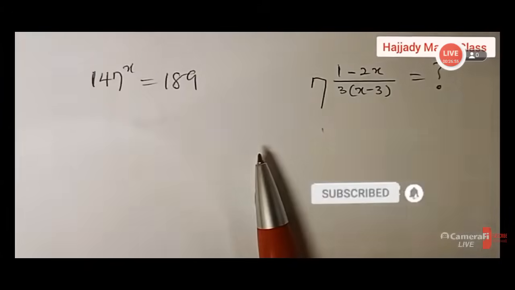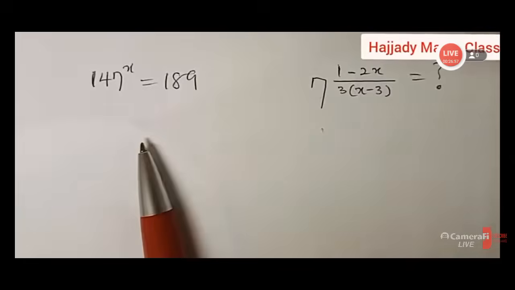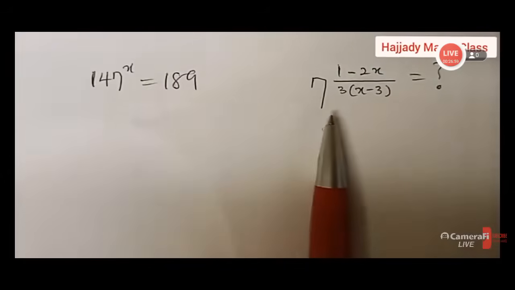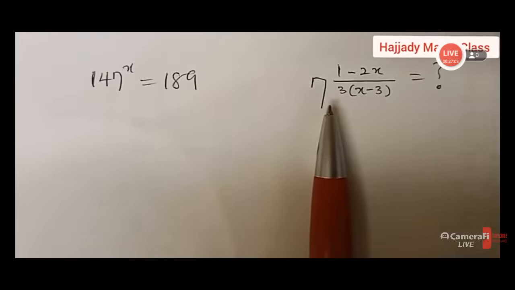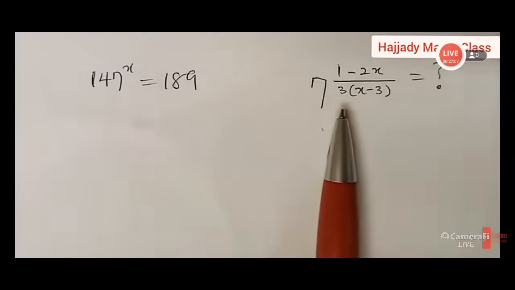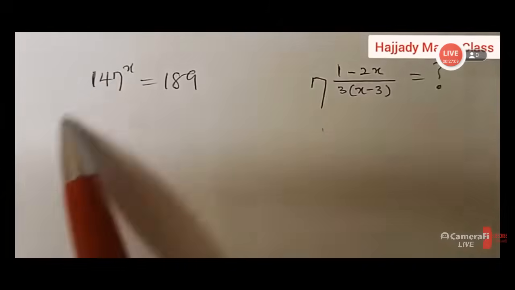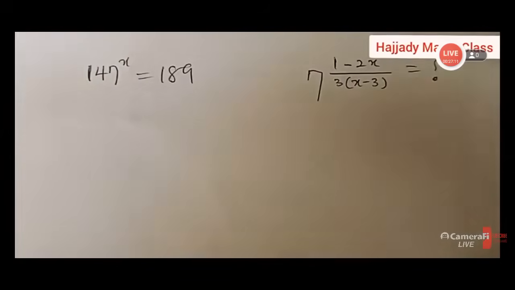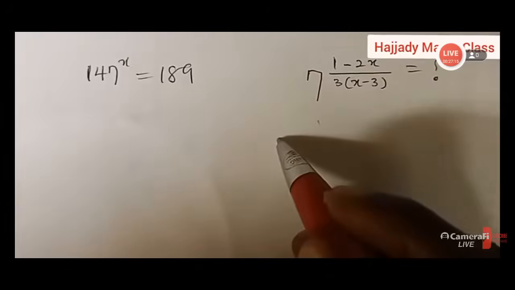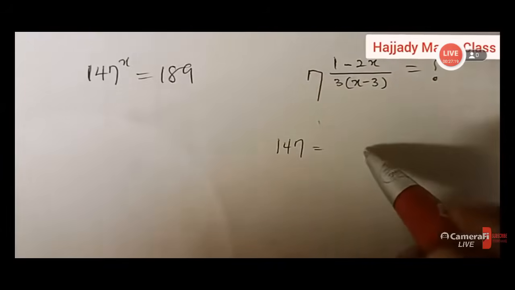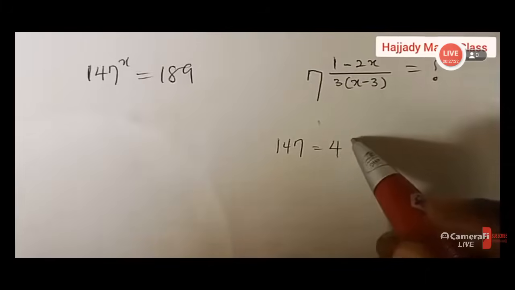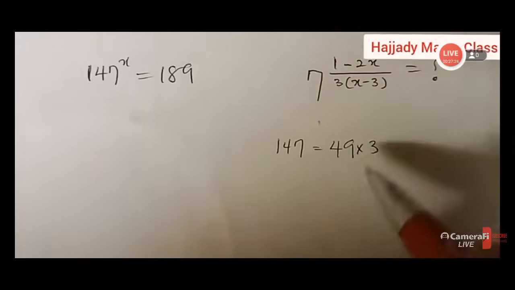Today we have 147 raised to power x equals 189. Then find the value of 7 raised to power 1 minus 2x over 3 into bracket x minus 3. For us to do this, don't forget we are having 147, and 147 can be written as the multiple of what? 49 and 3.